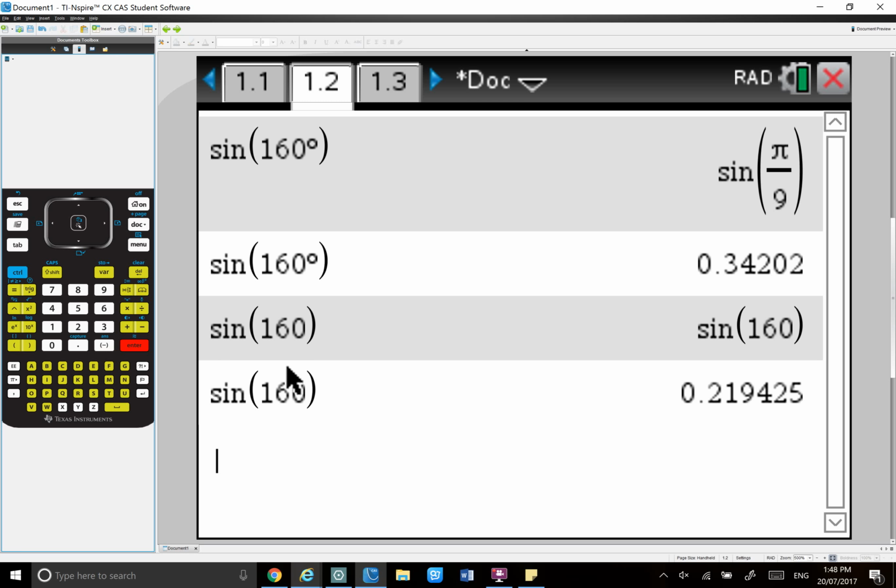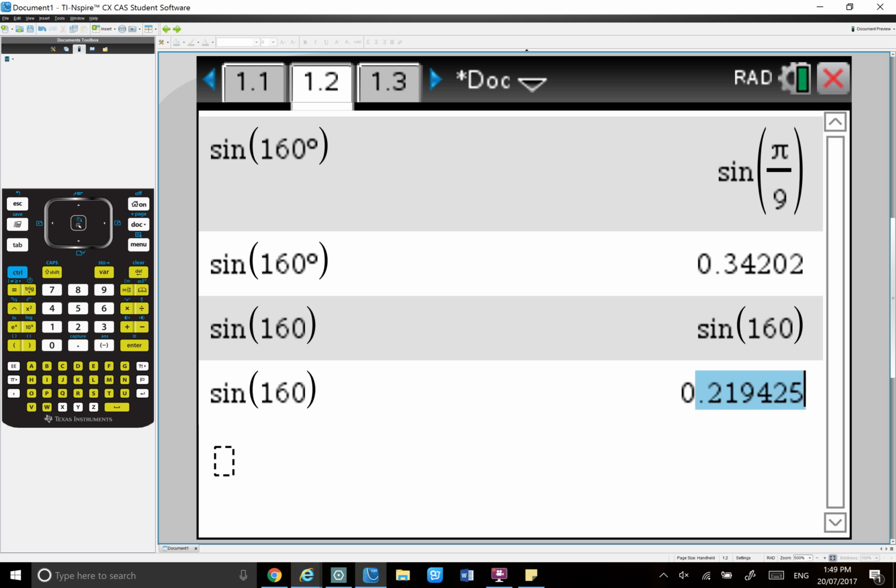It's a different value. Can you see it's a different value? It's not the same meaning. Radian and degree, they are not the same. Can you see the actual 160 degrees should give you 0.34. But when I just put 160 without the degree form, that gives me 0.219. They're not the same angle. So you must write the degree on it. You can set your calculator in radian form, but when you talk about degrees, you put the unit on that.